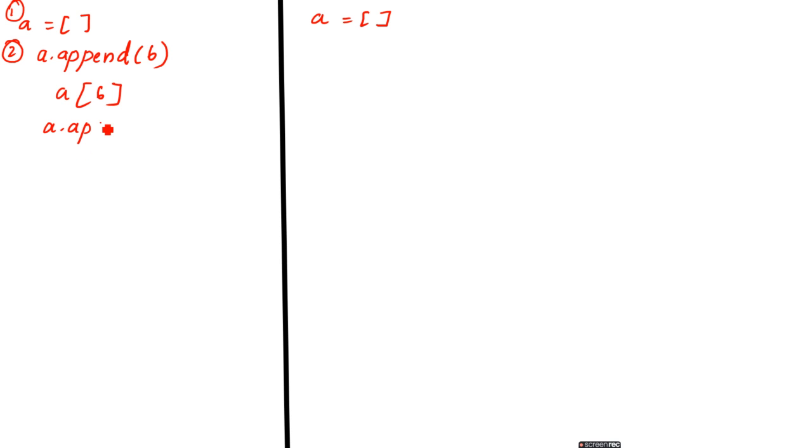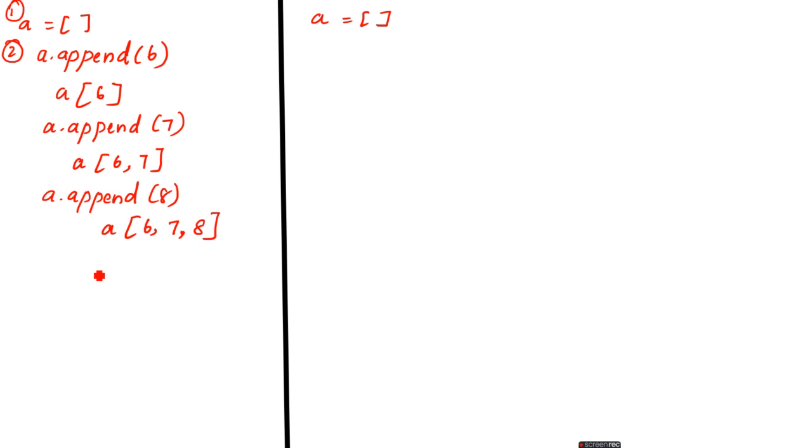Suppose I want to add 7. So I can write a.append(7). So in list a, 6 and 7 will be there. I mean 6 is already there, and 7 will be added to the list. Now again I am writing a.append(8). Now 6 and 7 are already in the list, and 8 will be appended.